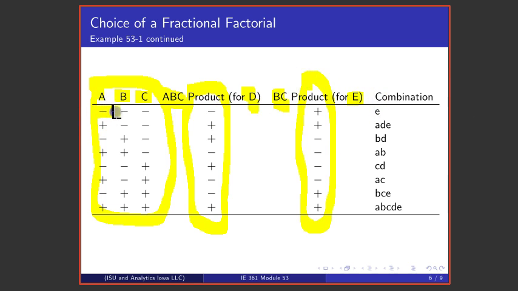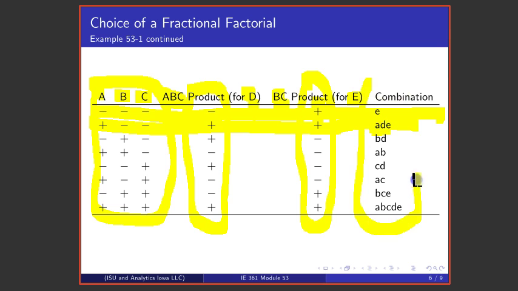If one reads across, then this first row, one sees that A is at its low level, B at its low level, C at its low level, D at its low level. Only factor E appears at its high level. That is combination E in a 5-factor study. Similarly, on the second row, if one reads across, one sees A high, D high, E high. That is combination ADE in a 5-factor study.